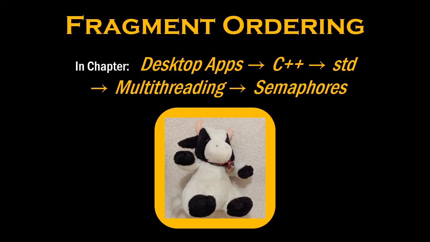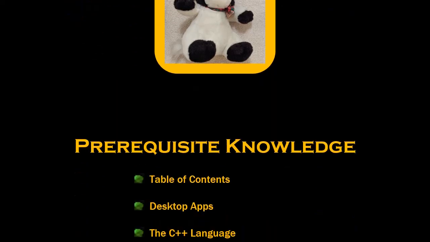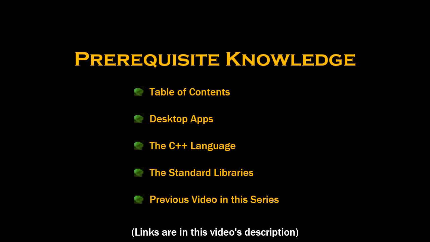Welcome to the Cow Corporation's series of videos about software engineering. The topic of this video is using a semaphore to order code fragments. Before proceeding, make sure that you have already watched these other videos first.